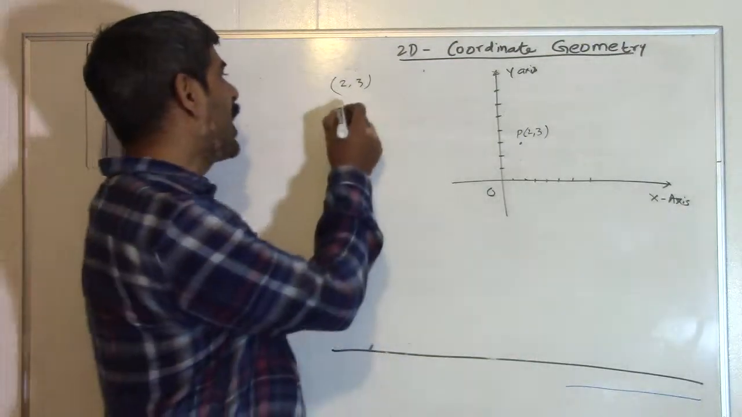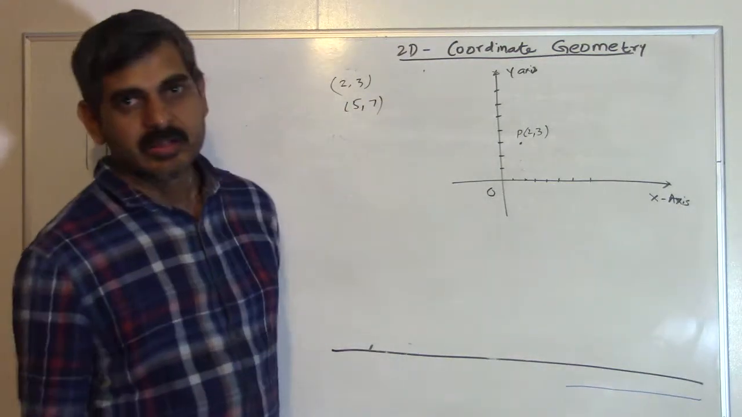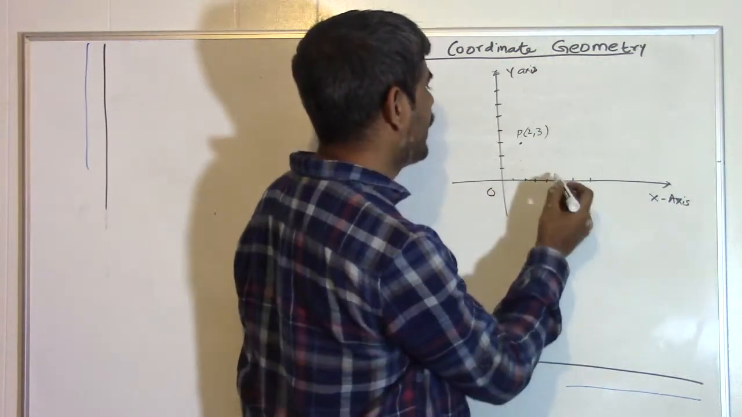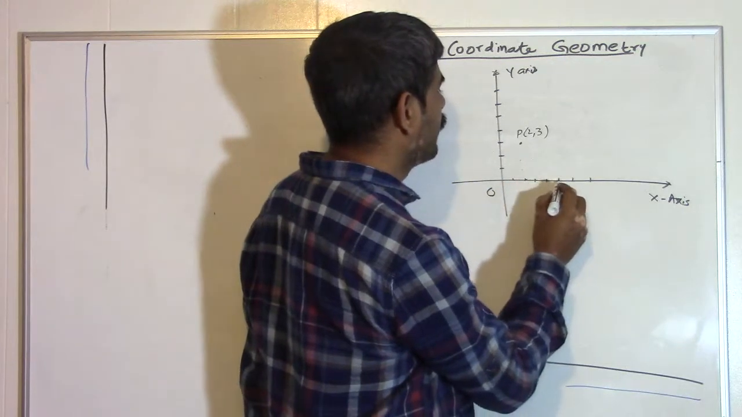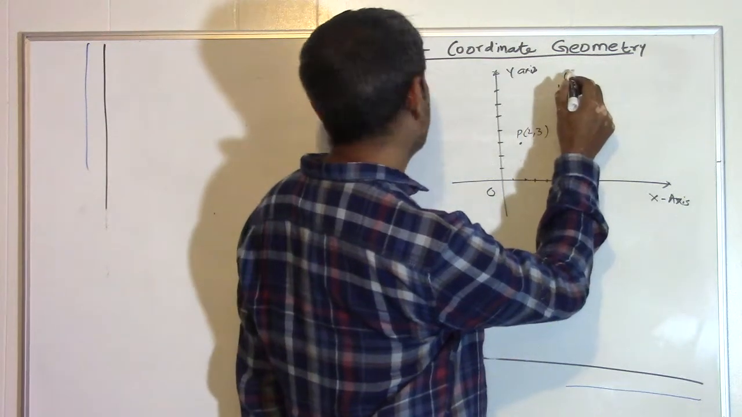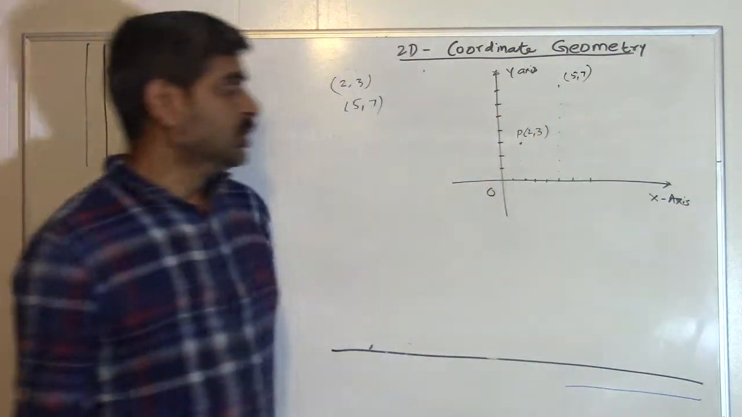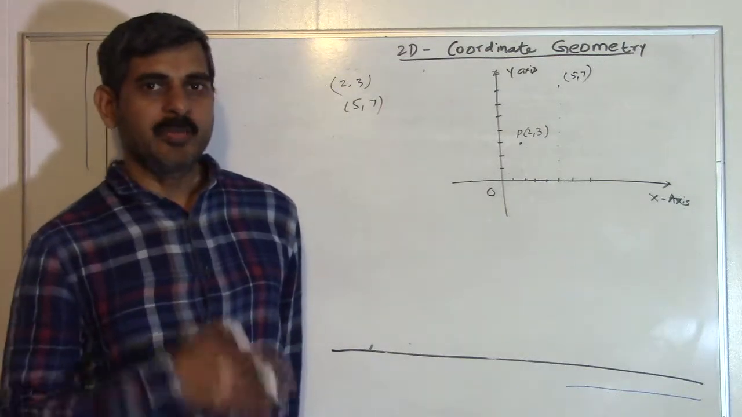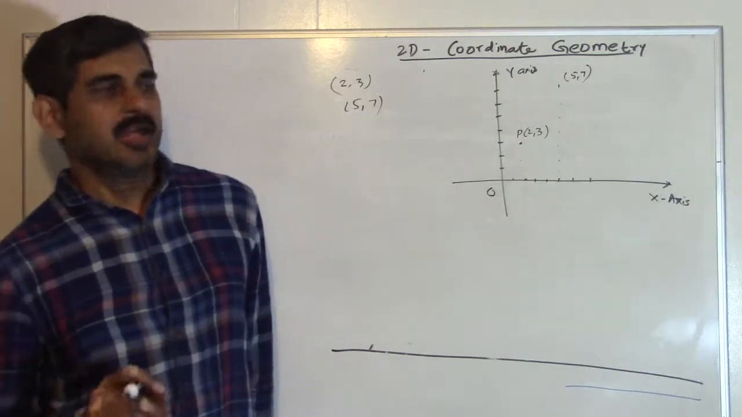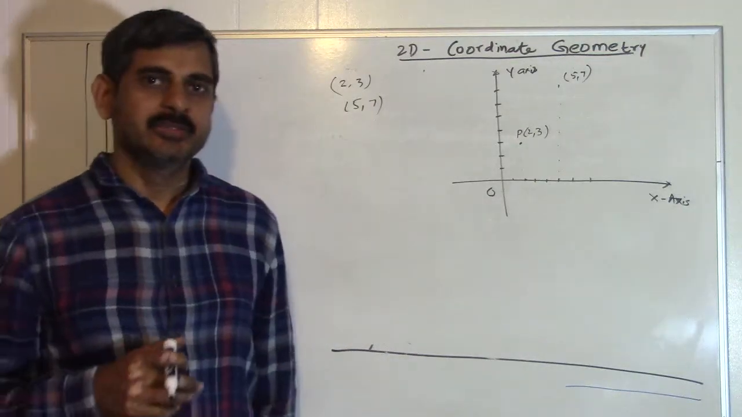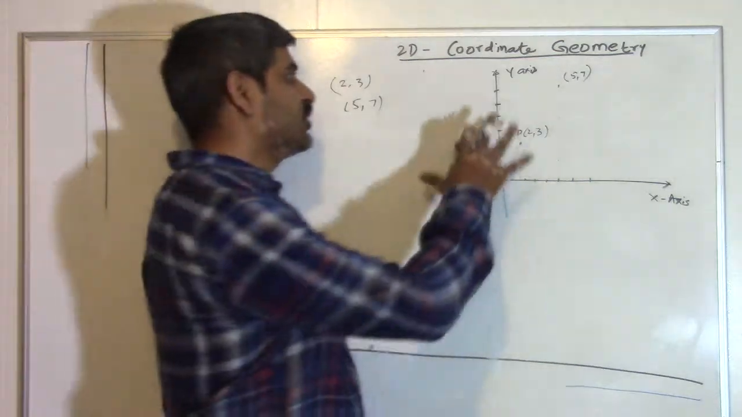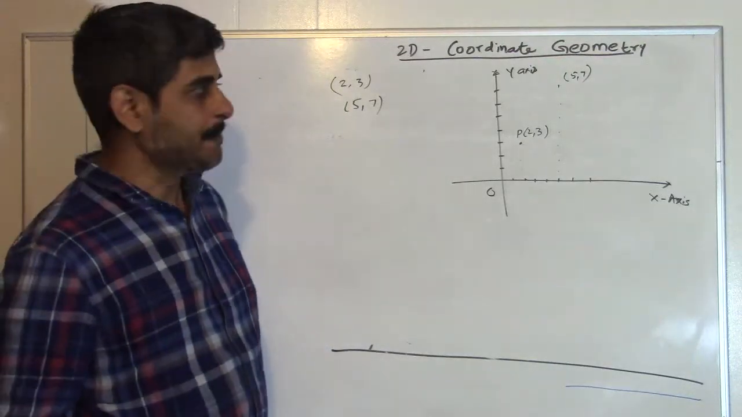In the same way, if I am asked 5 and 7, then I can go 5 in the x-axis direction, 1, 2, 3, 4, 5, and 7 in the y direction, 1, 2, 3, 4, 5, 6, 7. So this point will be 5 and 7. So for any type of coordinate geometry problem, you should be able to visualize where these points are, because joining these points will create a straight line. There may be circles that will have some point. We should be able to visualize where the points are.